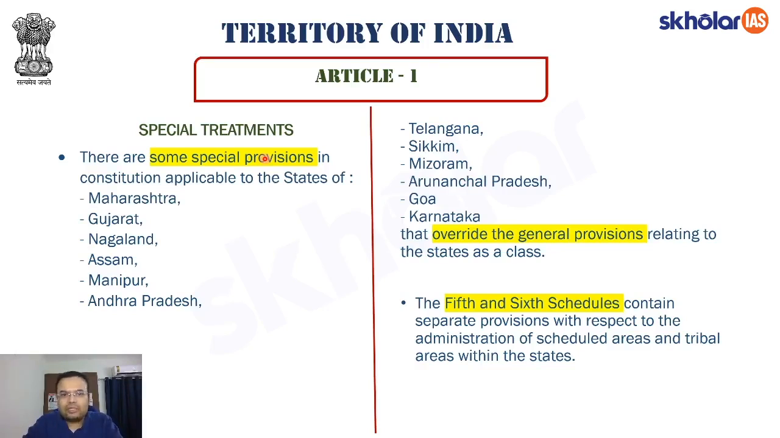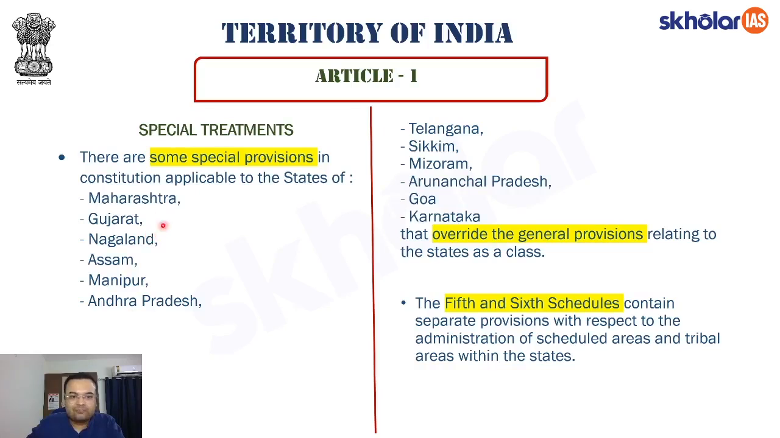The reasons for that were plenty. There were a number of circumstances under which several states became a part of India. There were certain unique aspects with respect to certain states that were dominant in deciding what should be the special treatment that state would require. Be that as it may: Maharashtra, Gujarat, Nagaland, Assam, Manipur, Andhra Pradesh, Telangana, Sikkim, Mizoram, Arunachal Pradesh, Goa, Karnataka.